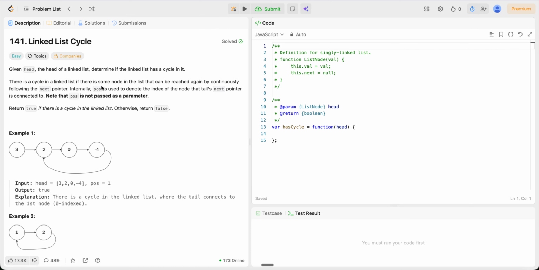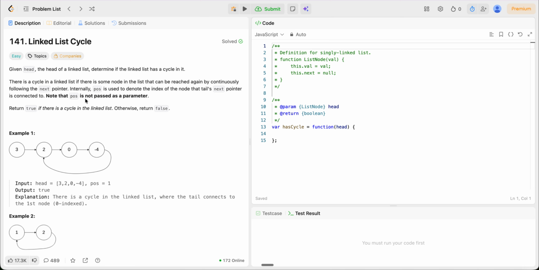Linked list cycle. Given head, the head of a linked list, determine if the linked list has a cycle in it. There is a cycle in a linked list if there is some node in the list that can be reached again by continuously following the next pointer. Internally, position is used to denote the index of the node that tail's next pointer is connected to.